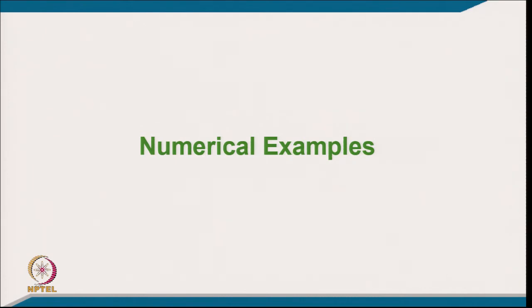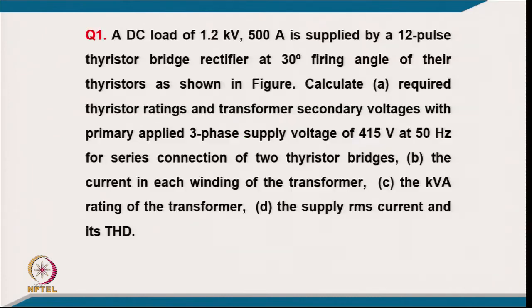Well, coming now to the numerical examples on this multipulse converter. A DC load of 1.2 kV, 500 ampere is supplied by the 12 pulse thyristor bridge rectifier at 30 degree firing angle of the thyristors as shown in the figure. Calculate A, the required thyristor rating and the transformer secondary voltage with the primary applied 3 phase supply voltage of 415 volt at 50 hertz for series connection of 2 thyristor bridges. B, the current in each winding of the transformer. C, the kVA rating of the transformer, and D, the supply current RMS and its THD.